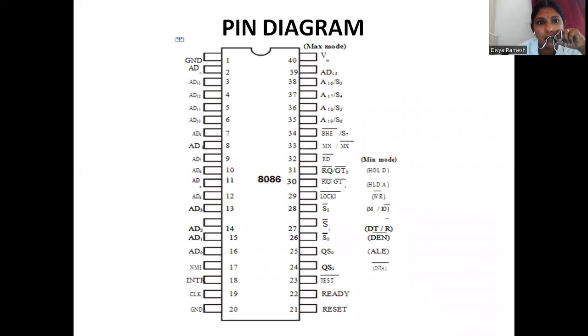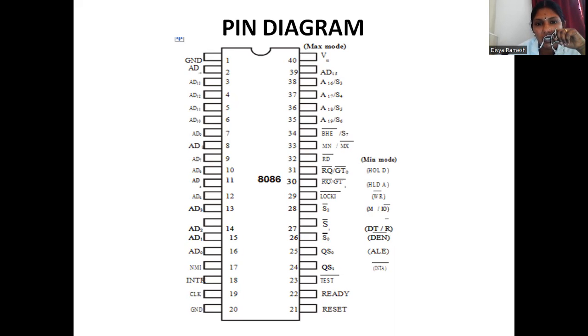This is the pin diagram. Usually the chip consists of 40 pins. Among the 40 pins, a few pins are given as address lines and a few are given as data lines. We are already aware that 8086 has 20 bits of address lines and 16 bits of data lines. Some of these signals are mentioned as minimum mode and maximum mode signals. That is the two kinds of operation of 8086.